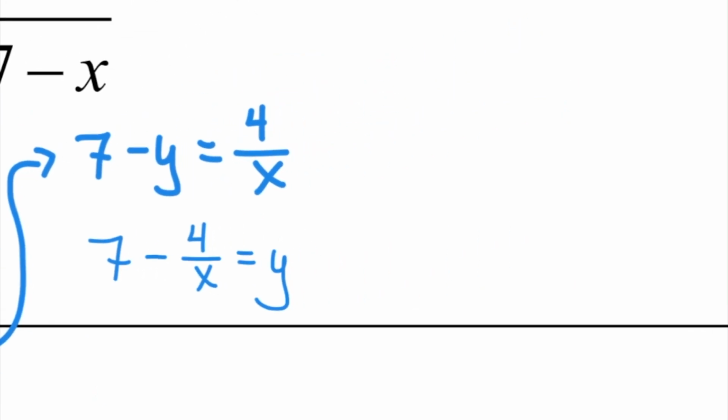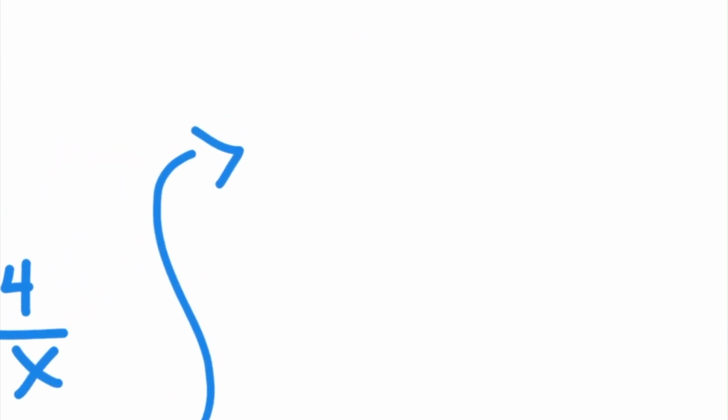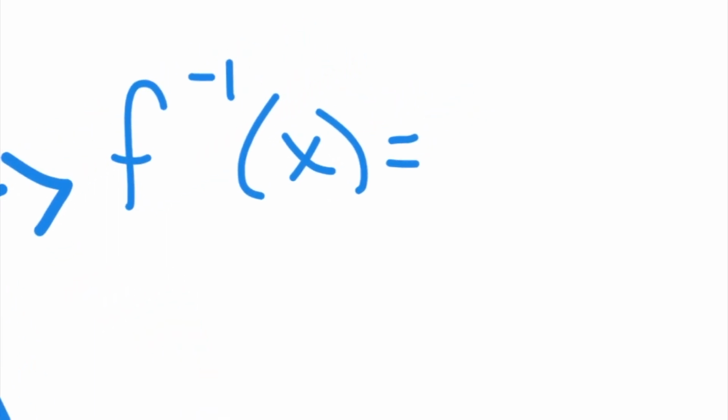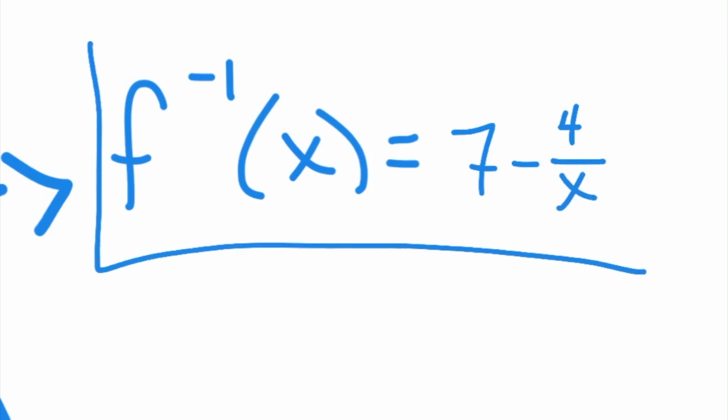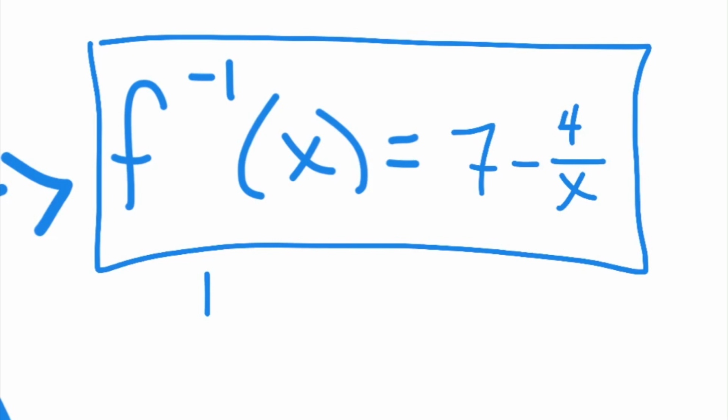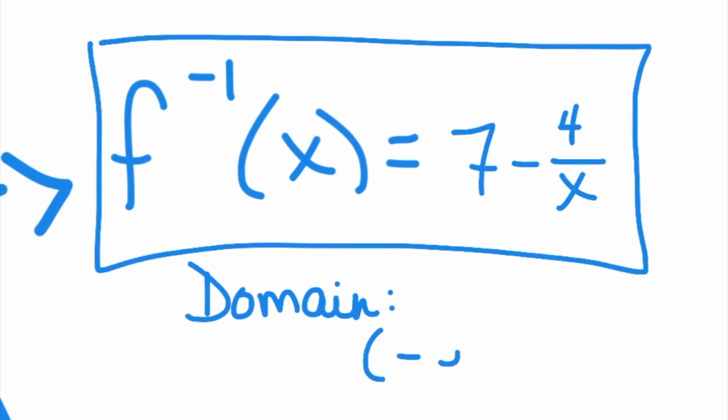And so your answer here is f inverse of x equals 7 minus 4 over x. And your restriction on the domain here is that x cannot equal 0. And so you've got negative infinity to 0, not including 0, and then 0 to positive infinity.